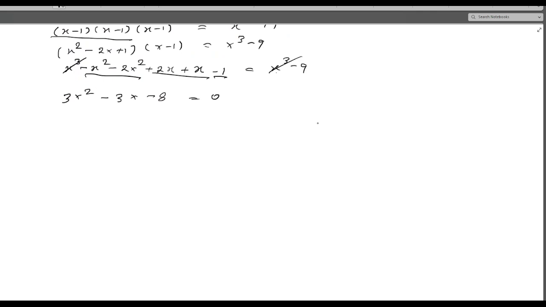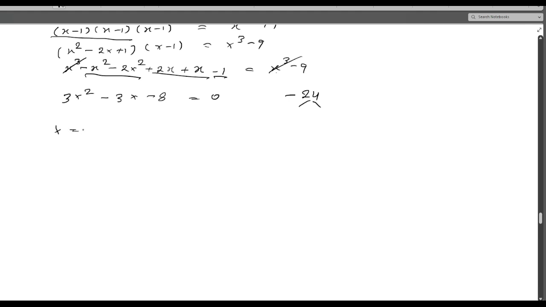Now 3 times 8 is 24. So minus 24, I have to divide in two parts such that their sum is minus 3. So if I take 24, better I will use the formula. Okay, instead of doing it this way, let us use the formula.